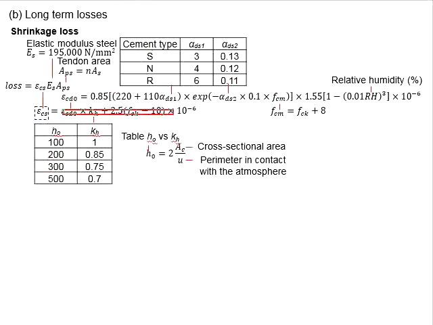Substitute into the equation here for you to obtain epsilon CS. The modulus of elasticity of the steel is equal to 195, and APS here represents the area of the tendon. It is calculated by multiplying the number of tendons times the area of each tendon.